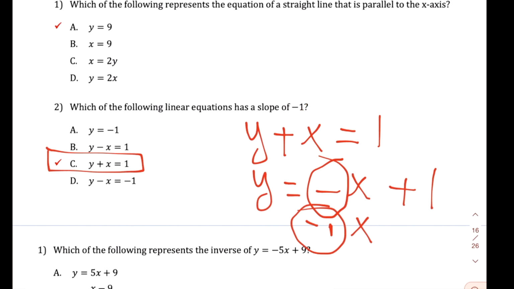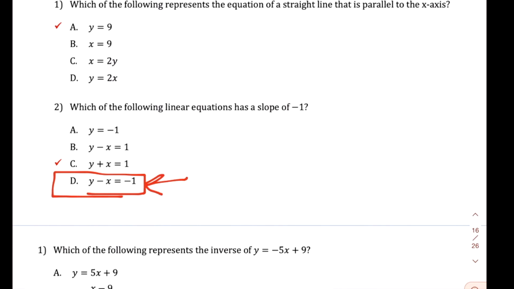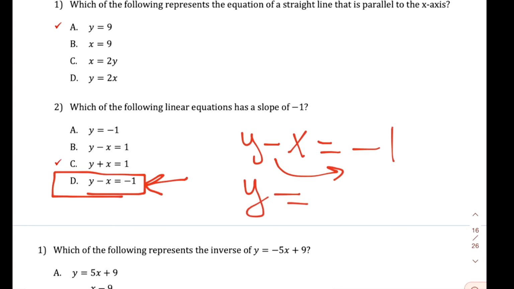Now I ask a question. What is the slope of this one in D? What is the slope here? Who can tell me? Negative 1? No. 1. 1 minus x equals negative 1. You have first to move this negative x to the second side. You get y. You have to change the sign because you add it. You get x minus 1. As you can see, this is like 1x minus 1. So your m equals 1. So your slope is 1.